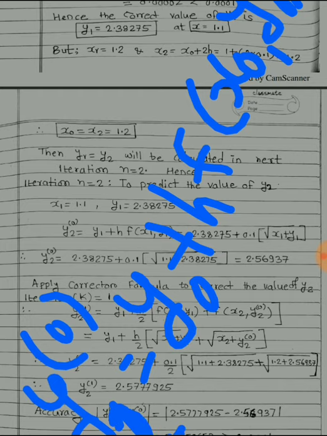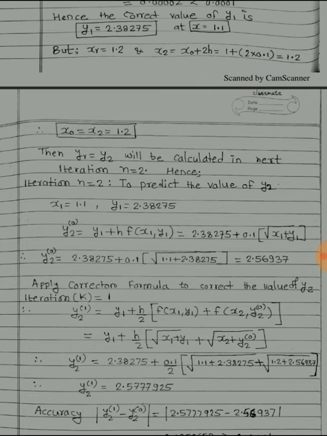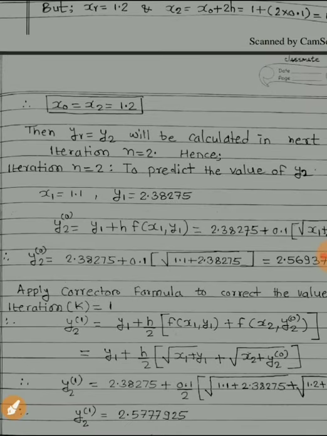This has become 2, this has become 1, this has become 1, this has become 1. Hence the formula mentioned here is y2 is equal to y1 plus h into f of x1 y1, and the power 0 represents that this is not the corrected value, just the predicted value, because for correction I am going to take iterations: iteration 1, iteration 2, iteration 3, for the value of y2.